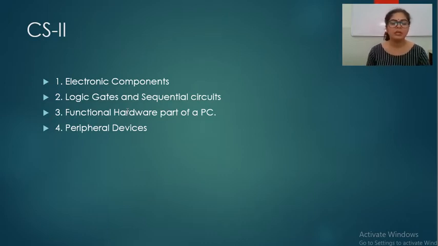The name of the fourth unit is peripheral devices. In this unit, we have studied all the peripheral devices. Peripheral devices means input-output devices. So we have studied different categories of input devices and output devices that we use, and with this, students, we have completed all the 4 units of CS2.